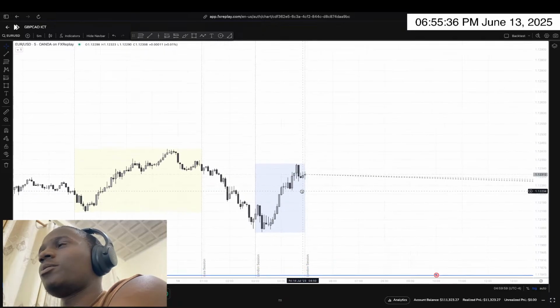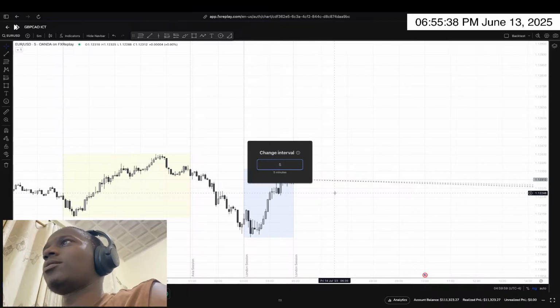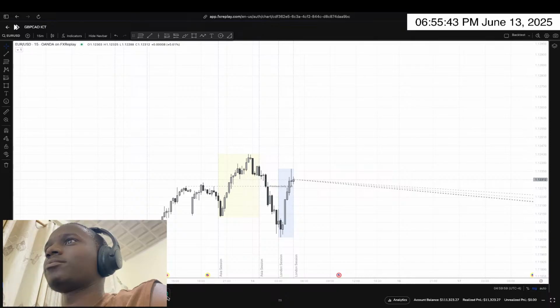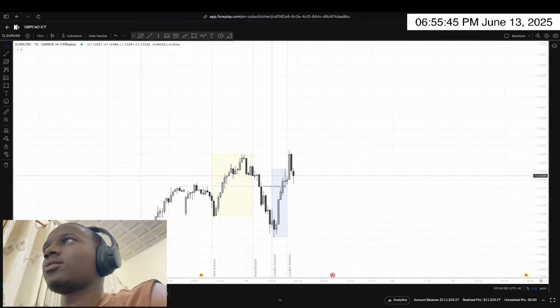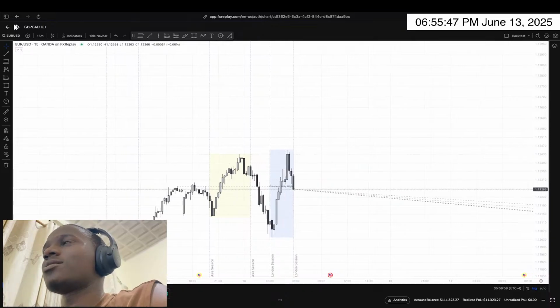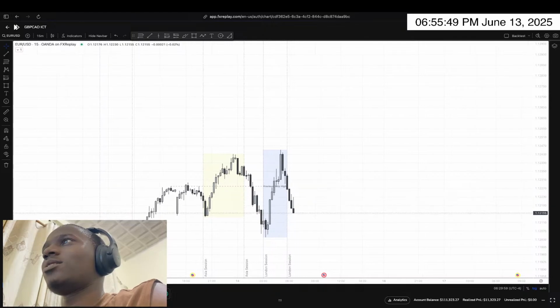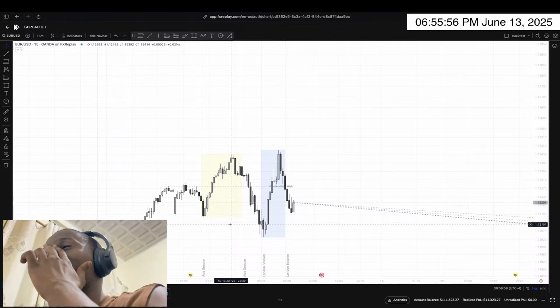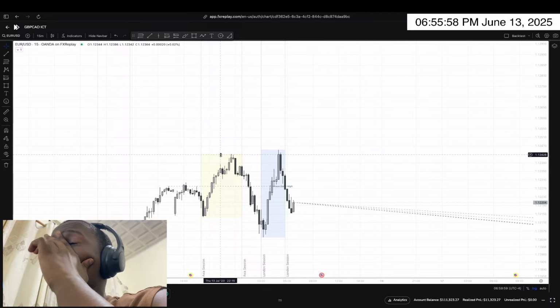I don't think we'll be retracing into that gap. How does the 15 minute look like? Yeah, we're still pushing higher, so no entry provided. Simply, we would have entered there. This would have been our entry to target the upside, but I don't think I could enter now.